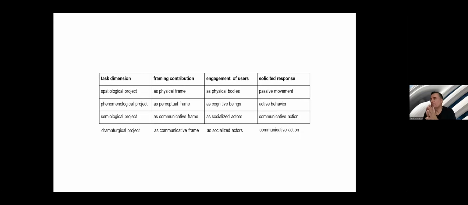So I think I'm also saying that these projects engage, and look at the third column, they engage the users on different levels. So the spatial logical project is about the distances and whether you have divisions or connections and pathways. It addresses the physical body, and it is passively interfering with proximities and so on.